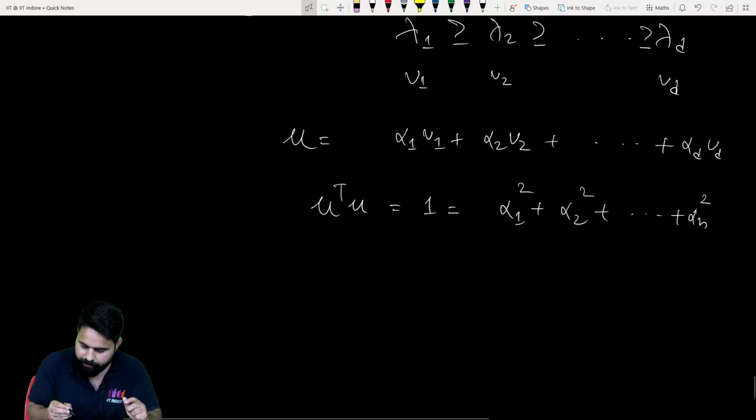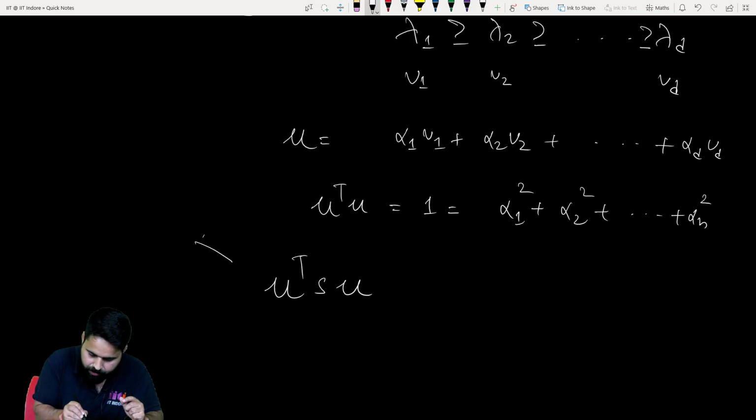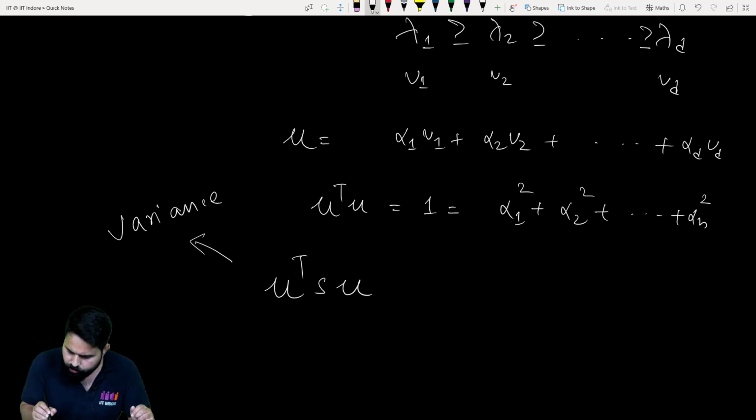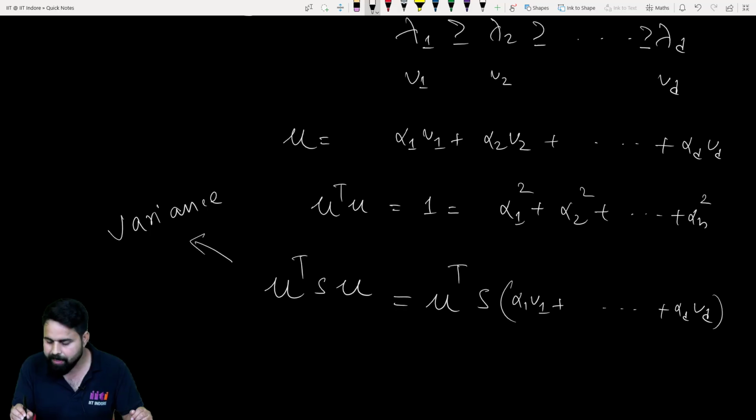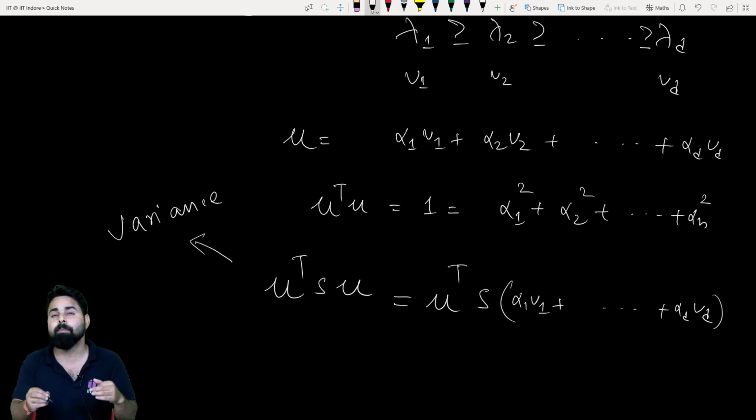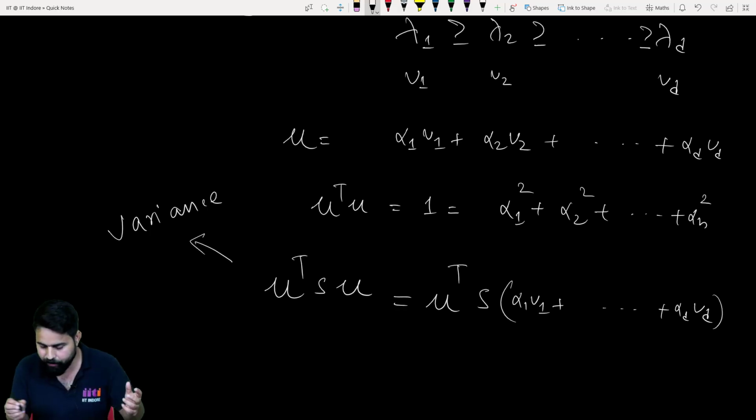Now let us solve this quantity, u transpose S u. This is nothing but the variance, and we have to find u such that it is maximum. So let us solve this. This is u transpose S, and u you can write as alpha 1 V1 and so on up to alpha d Vd. S will be multiplied with V1, which gives you lambda 1 V1, similarly lambda 2 V2 and so on.